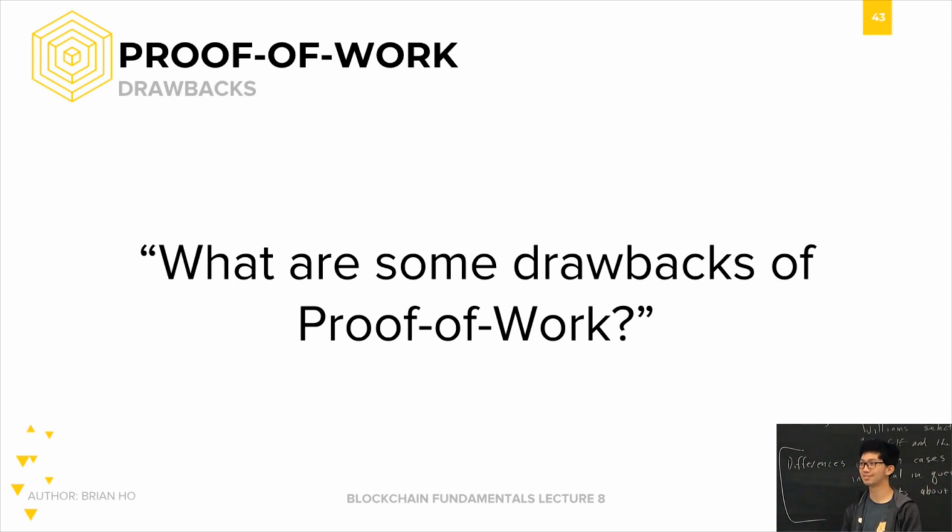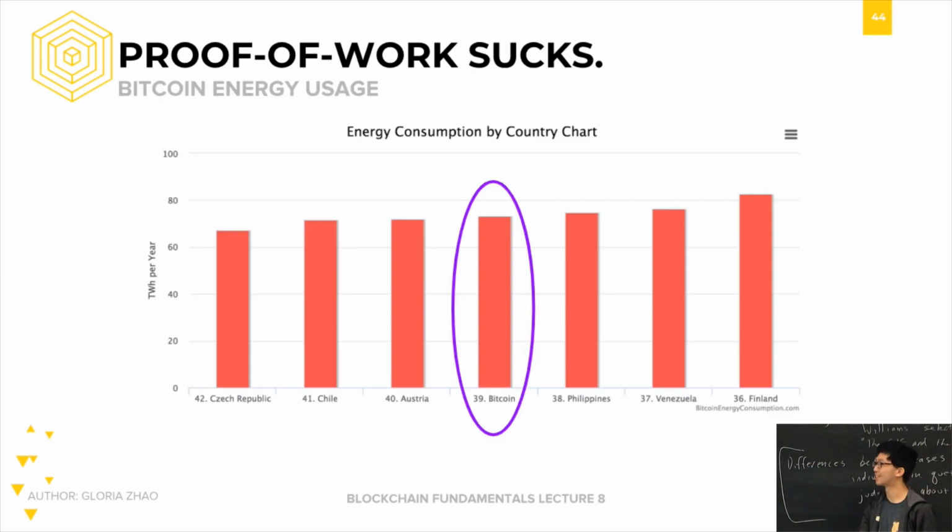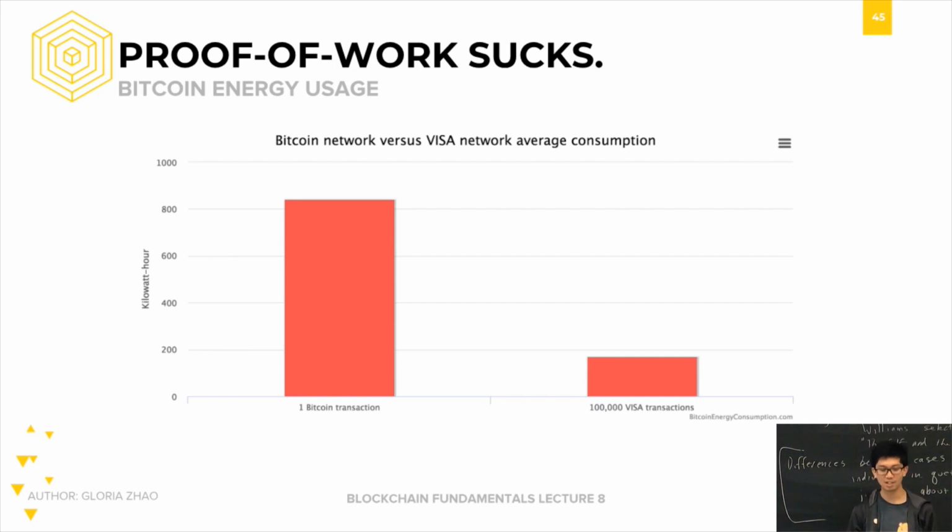Any hands? Yeah. It sucks. How does it suck, though? It's really inefficient and it takes a lot of resources. Yeah, right. This is the main metric that we're looking at when we think about proof of work. We think that it uses up more electricity than the Philippines, I think? Or no, more than Austria, less than the Philippines. And it also takes more energy to verify than more than 100,000 user transactions. So that's pretty bad, right?